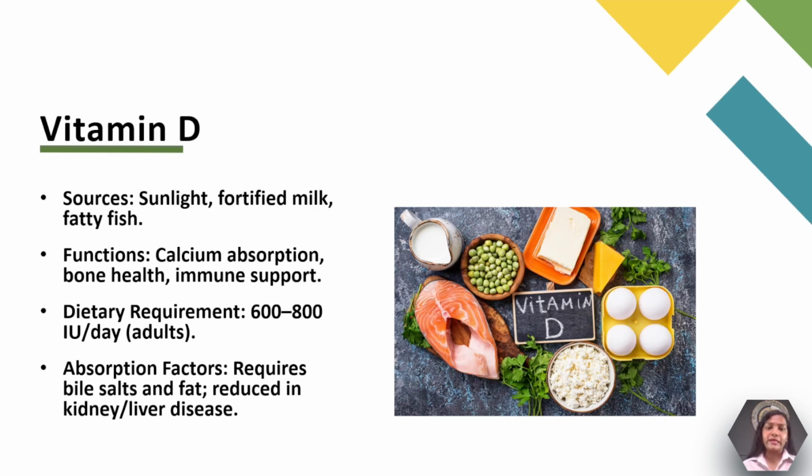Now, talking about vitamin D. So there are different sources which are available, like mainly we can take vitamin D from sunlight, fortified milk and the fatty fishes. It is also recommended to take vitamin D with fats, and the different functions played by vitamin D is it helps in the calcium absorption and bone health, and it also supports the immunity of our body. Dietary requirement is between 600 to 800 IU per day for a healthy individual.